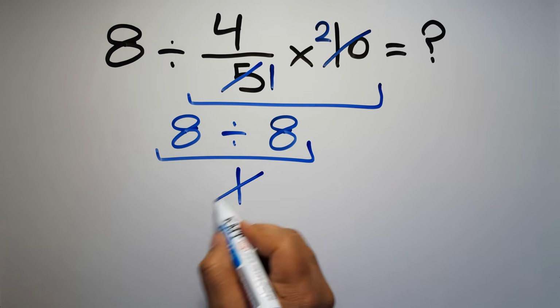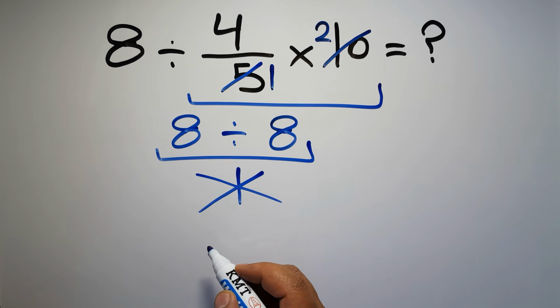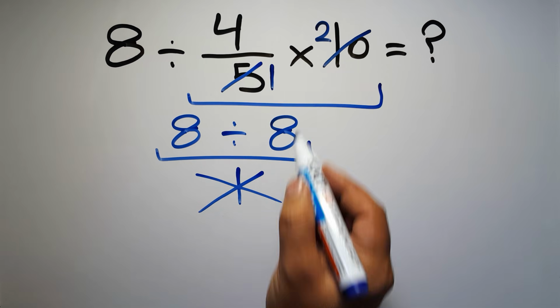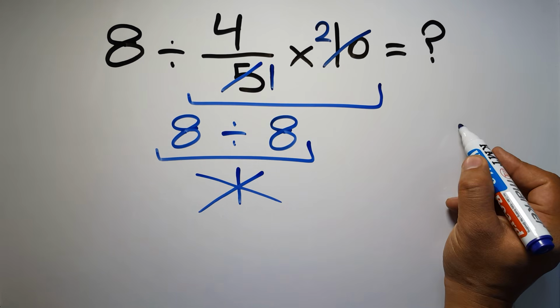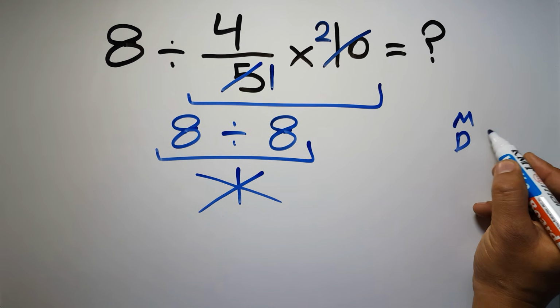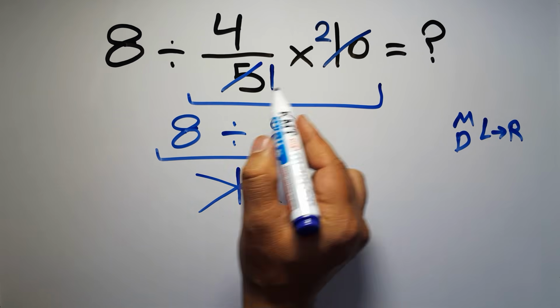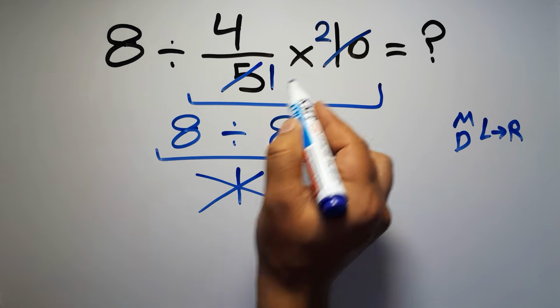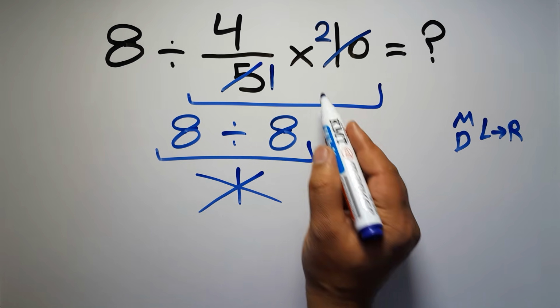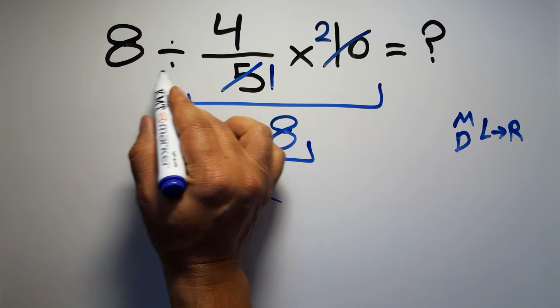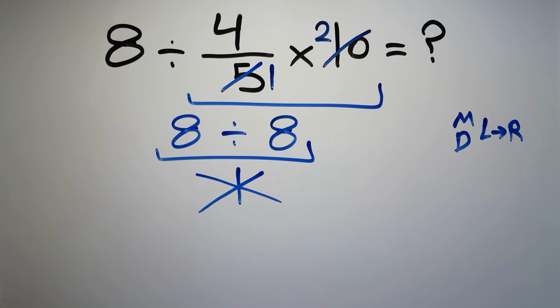But this answer is not correct, because according to the order of operations, multiplication and division have equal priority, and we have to work from left to right. So here, first we have to do this division, then this multiplication. If we do this multiplication before this division, it is wrong.